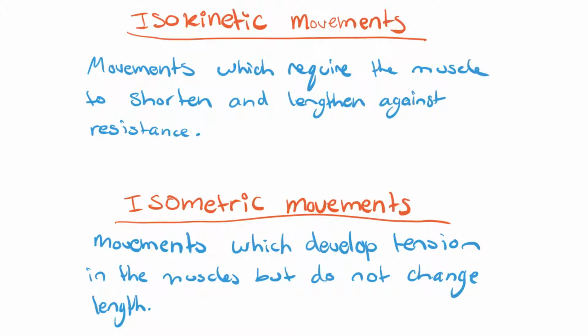Now these are movements which require the muscle to shorten and lengthen against resistance. So that's most movements that we perform in the gym. So for example, a bicep curl, we have the shortening and lengthening of muscles with the weight in the hand, which is resistance. When we look at isometric movements, these are movements which develop tension in the muscle but do not change length. So for example, a plank or holding against a wall would be an isometric movement.